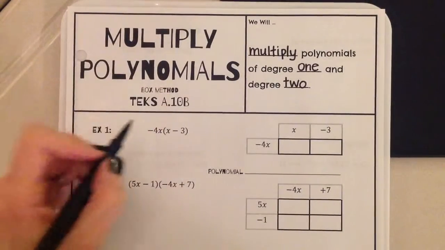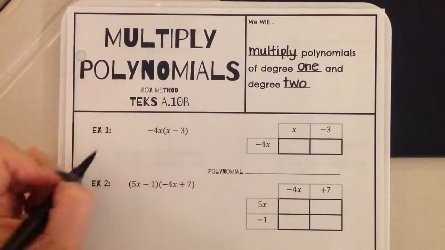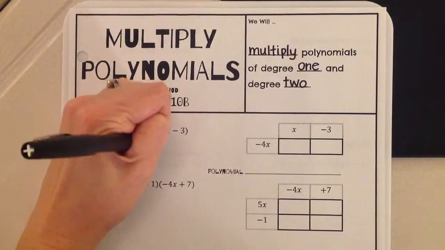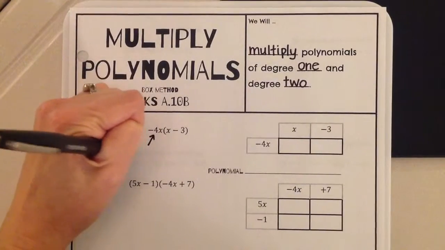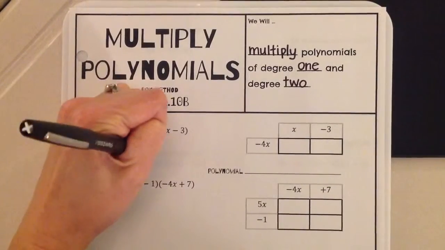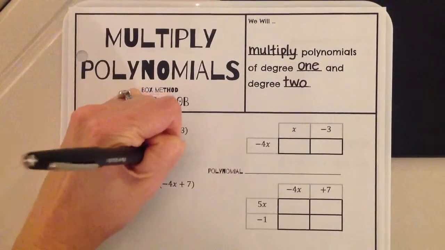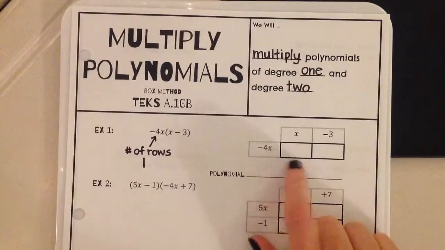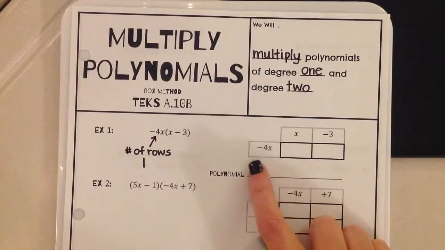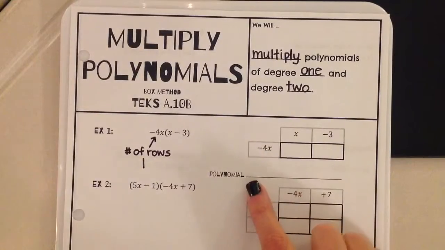So you need to look at the fact that you are multiplying two polynomials. Sometimes your first polynomial is not going to be in parentheses because it only contains one term. You need to know that the first term is going to tell you the number of rows you need for your box. And since there's only one term, I need one row. And if you forget, I put a little helpful hint over here for you to look at. You can see I need one row.